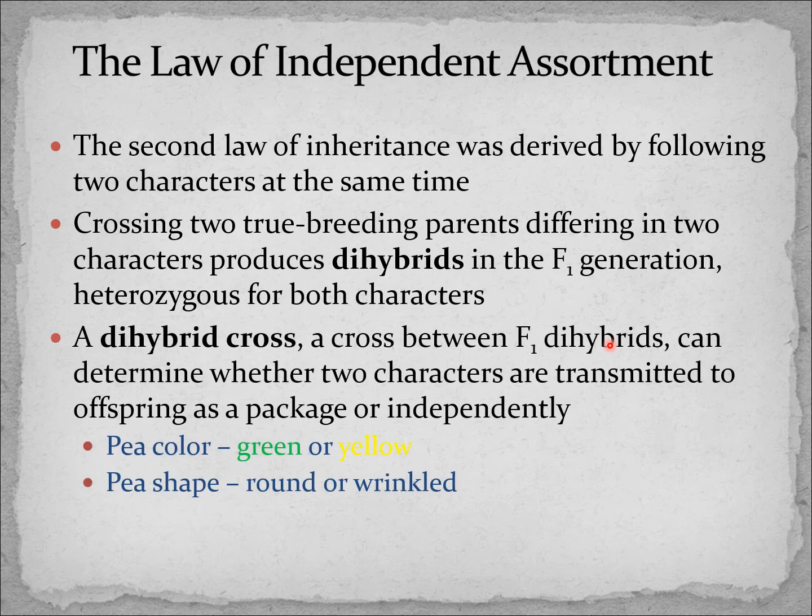Now, the dihybrid cross shown in your textbook is one where the pea color and shape were looked at. A cross between the F1 dihybrids, so both of them are heterozygous for both of the characters, would result in a 9-to-3-to-3-to-1 ratio. And it's really representing different combinations of each of these characters, or the traits associated with the characters. So we have pea color. The pea color can be green or yellow, and the pea shape can be round or wrinkled. So let's go ahead and look at this cross.